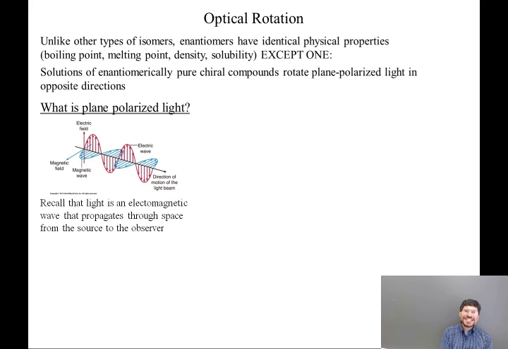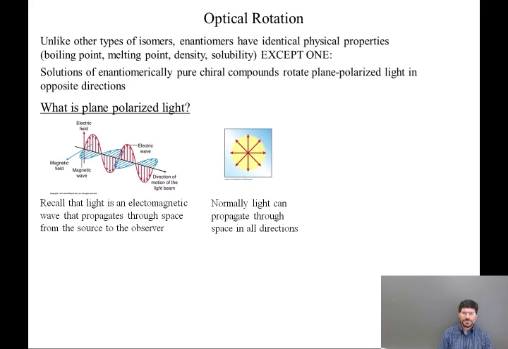Well, let's go back to physics and look at light. Light is an electromagnetic wave that propagates through space from the source to the observer. Physicists say that there's an electric field and a magnetic field that are perpendicular to each other as a light wave is propagating itself through space.